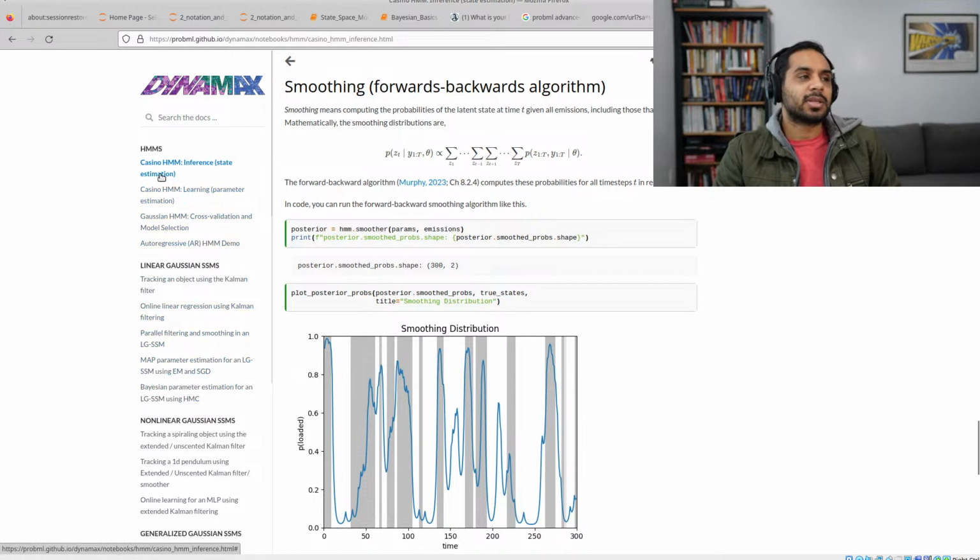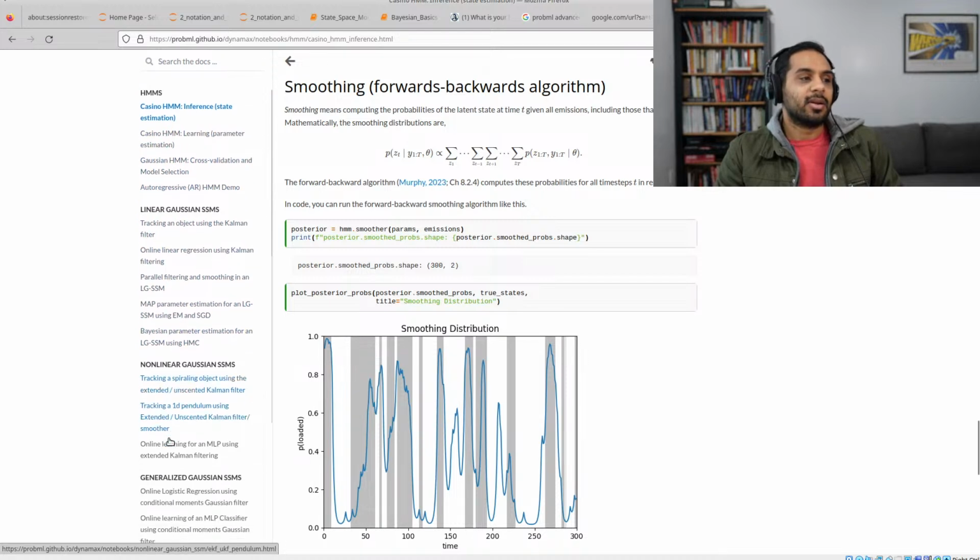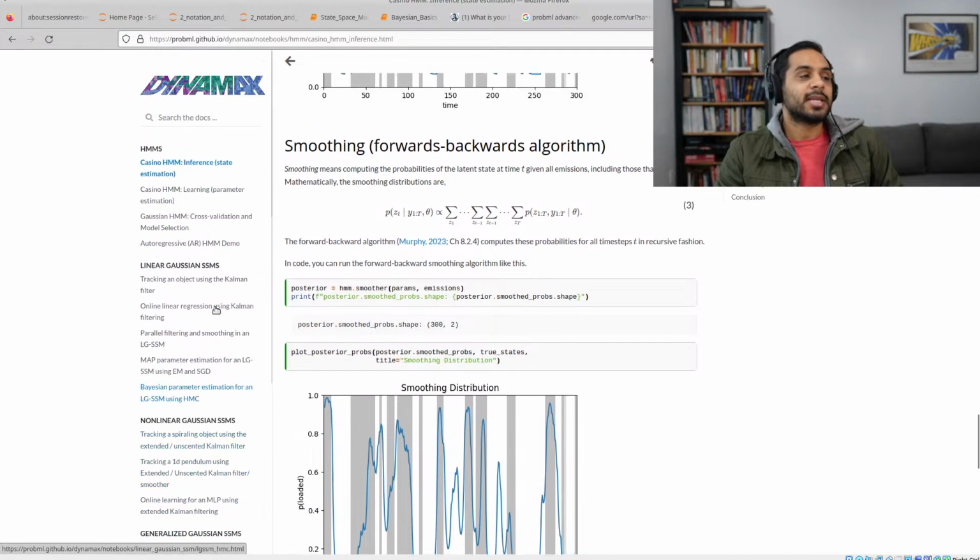I would rather us spend more time on this and get it right rather than rush all of HMMs and understand it poorly, because then it's going to get harder to go through the more challenging ones down here as we get to them.